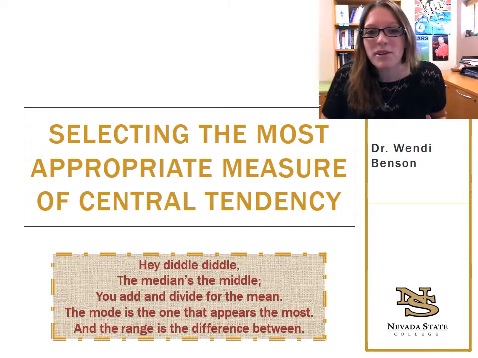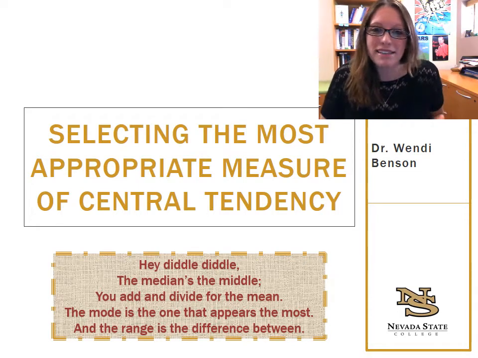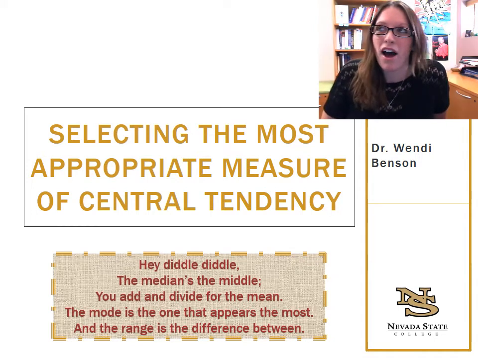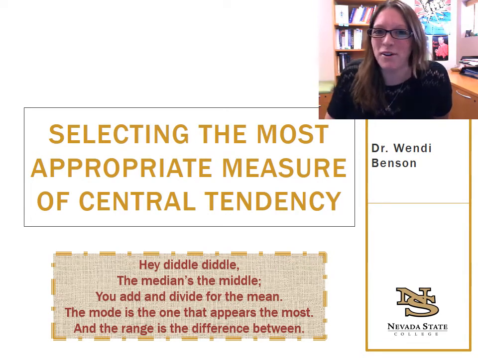Now, we didn't focus on the range. The range is more of a measure of variability, which we'll get to in a couple of lectures. But I liked that. I thought it would help you guys remember. Another goofy one is, let me see if I remember it. Mode's the most, average is the mean. Median's in between. There you go.